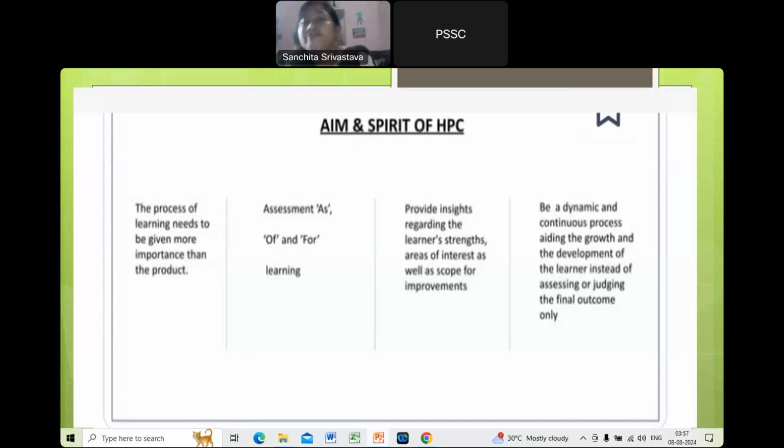Now, it should be a dynamic and continuous process, aiding the growth and development of the learner instead of assessing or judging the final outcome. See, the first part I started with, that the process of learning needs to be given more importance than the product. That means the child, in the process of learning, you have to be there as mentors, as motivators. So you are going to guide them during the process. Now, finally, when you give the final progress report, you can already see the progress line because you are keeping the portfolios of the child.